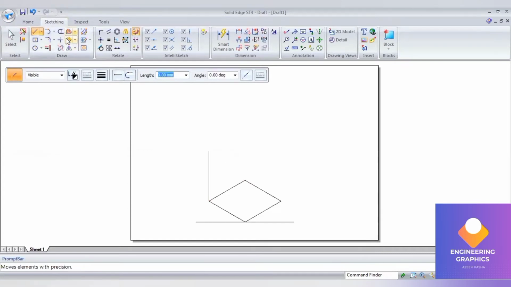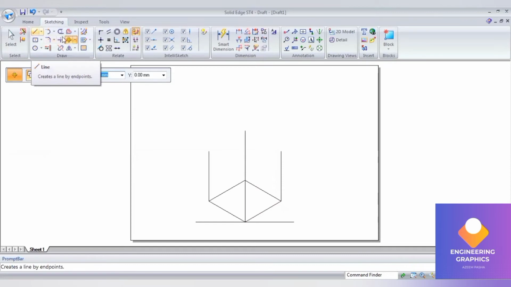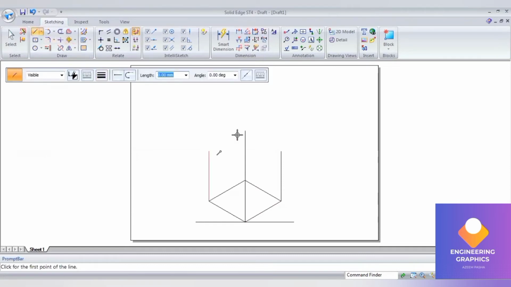Okay, if I take 50, it will become a cube. To avoid that, since it is a square prism, the height I'll be considering is 60 mm. Okay, the square prism is constructed.